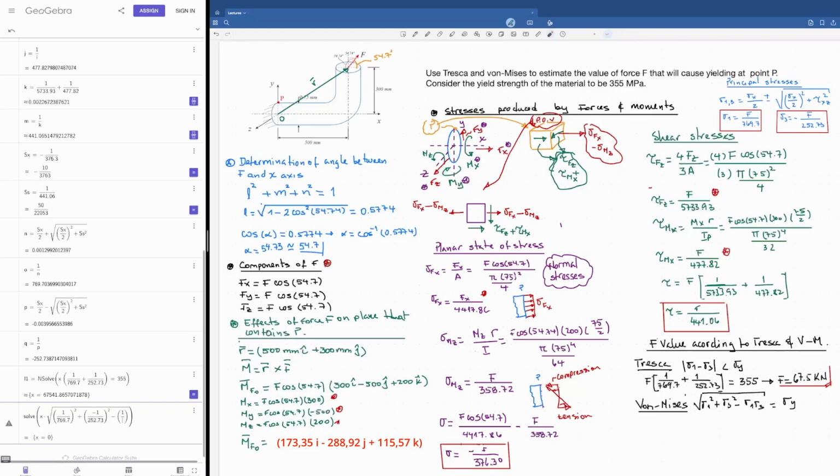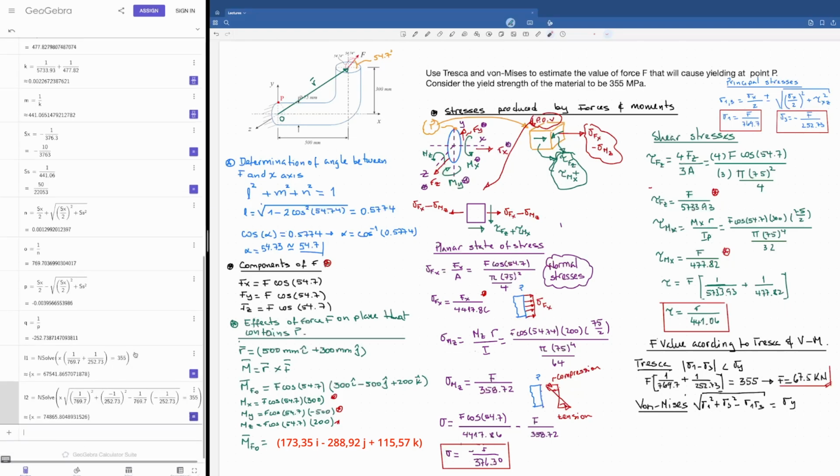Sigma 1 is, again, 0.7 times sigma 3, and sigma 3 is 1 minus 1 divided by this 252.73, and this has to be equal to 355. How much is that? Yeah, 74.